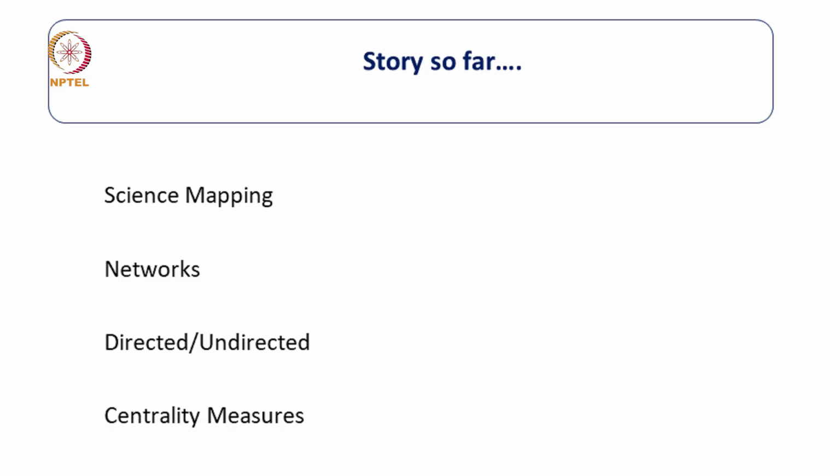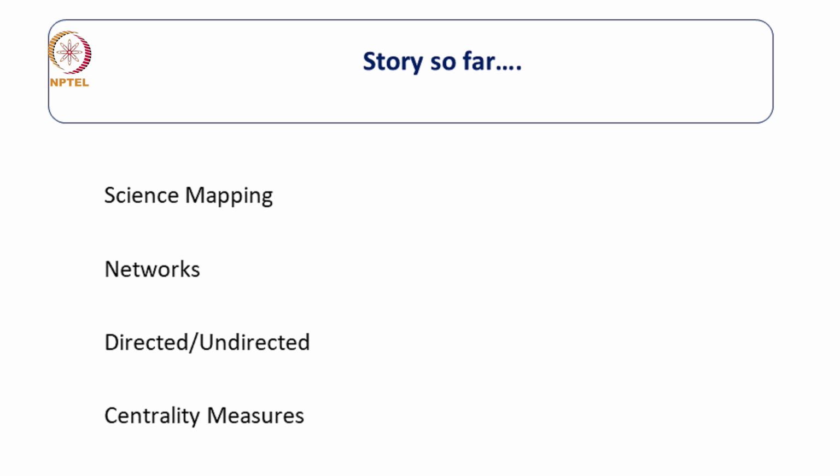Hello learners, welcome again. In the previous lecture, I discussed the concept of science mapping, what science mapping is. We discussed that science mapping is a visual representation of the structure of science. Then we discussed what a network is, and that a network is made up of connected things. These things are nodes, and the connections between these nodes are known as edges.